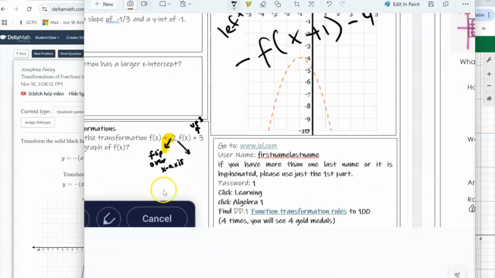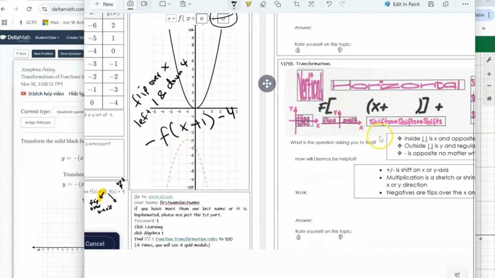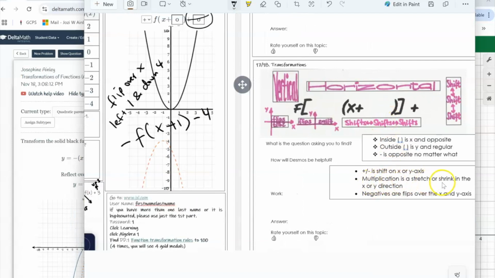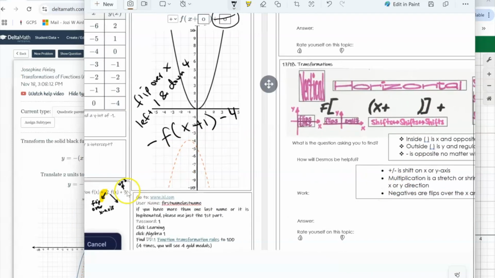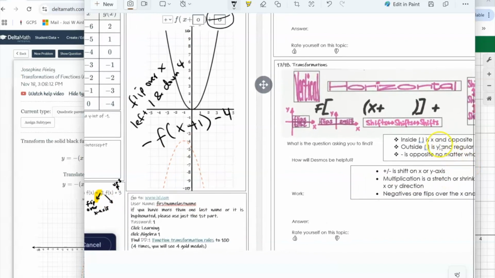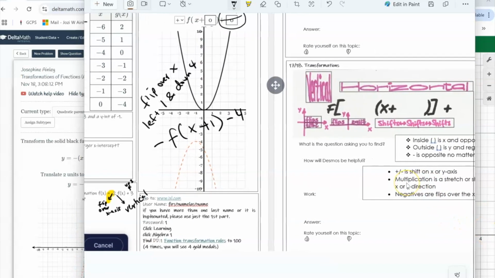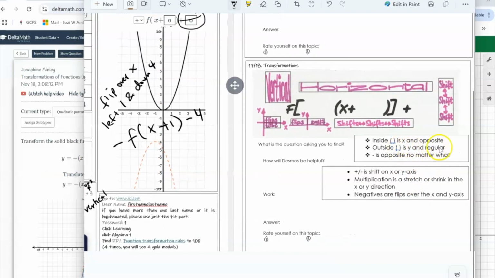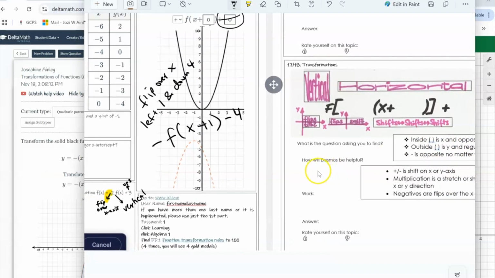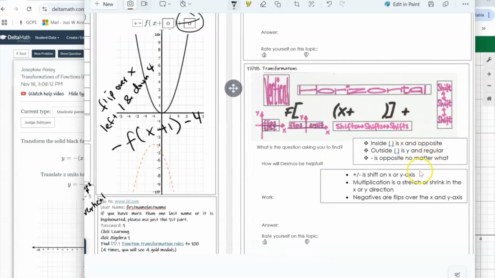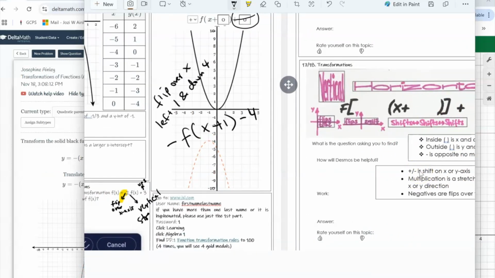All right, what does this number do right here? We actually didn't cover this yet, but this is multiplication. If you look at your notes, it says multiplication is a stretch or shrink in the x or y direction. Because this is outside, it should be which direction? Y. So this is going to be vertical. Whatever your answer is going to be vertical because it's outside. If it was inside, it would be horizontal. And since it's multiplication, it's whatever you think, so it's y and regular. If I have $5 and I multiply it by 2, does my number get bigger or smaller? It gets bigger. And because it's y and regular, it's what you think. So this is a vertical stretch.